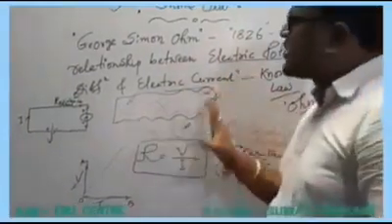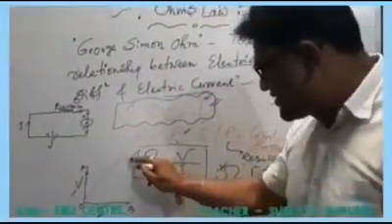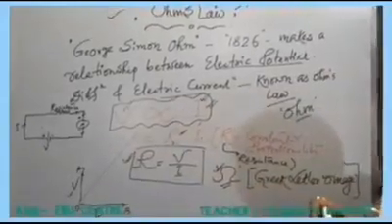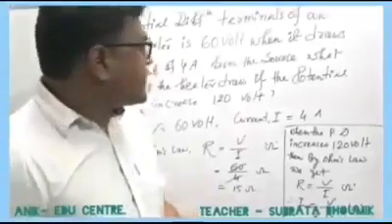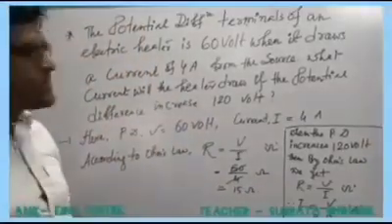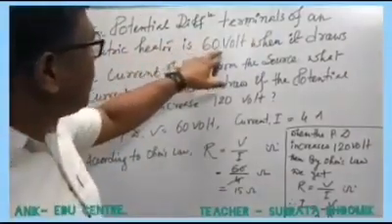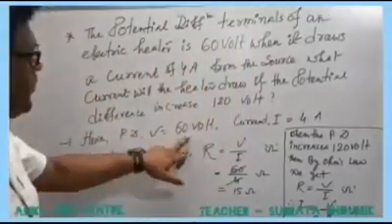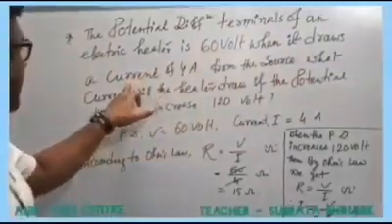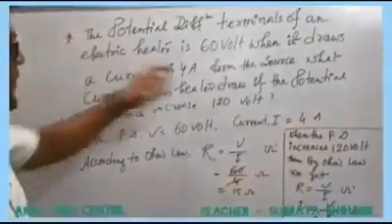On the basis of this topic, I will show you one numerical, how we apply resistance and V by R in numericals. Let us take an example. So students, look at the board please. The numerical question says, the potential difference across the terminals of an electric heater is 60 volt when it draws a current of 4 ampere from the source. So the potential difference given here is 60 volt and the current I is 4 ampere.